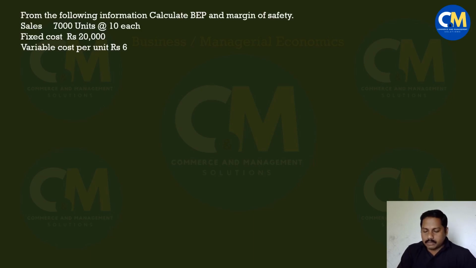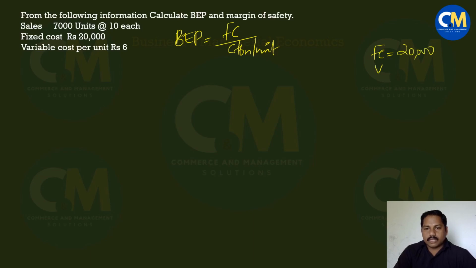To calculate break-even point, we have this equation: break-even point is equal to fixed cost divided by contribution per unit. In this question, it is very clear. Fixed cost is given, that is fixed cost is equal to 20,000. Then variable cost is 6.